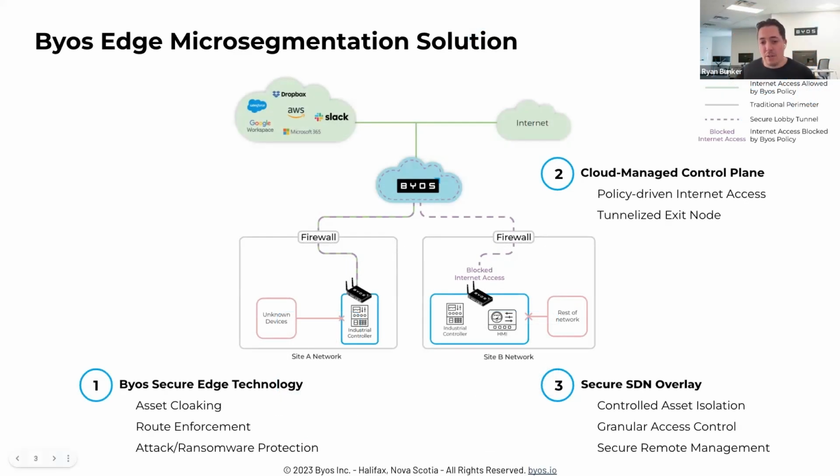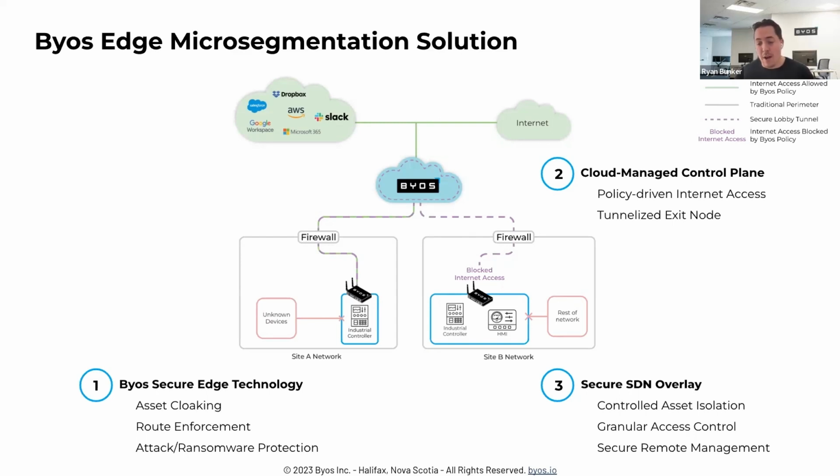Everything that we do here at Byos starts with our secure edge technology. This is the hardware that gets deployed in front of your assets that cloaks your assets, making them invisible to the network. Basically, we're the hardened piece of communication interface between the asset and the rest of the network. We provide the route enforcement. We provide all the network security protections on the local network, both inbound and outbound, which we'll get to later, to isolate the assets from connecting to the network themselves, right?